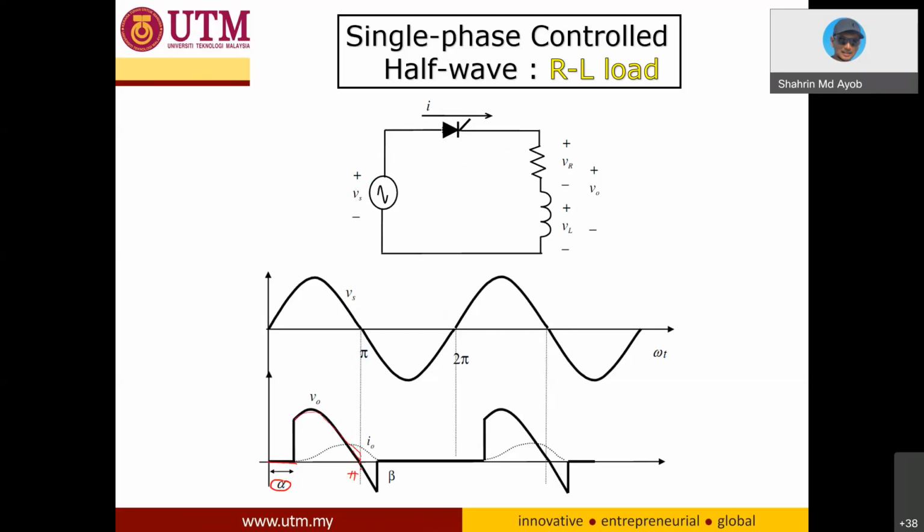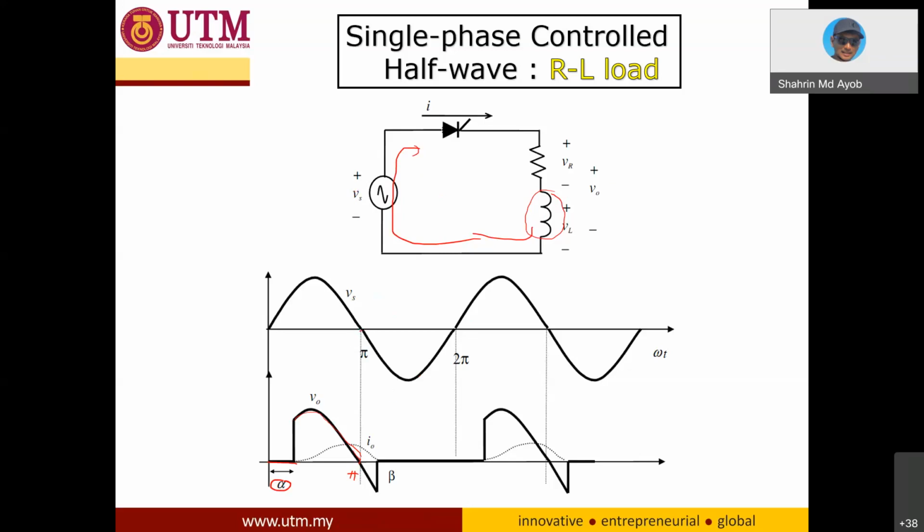And then from pi to beta, you will see that the voltage output still remains on here, meaning the SCR still remains on. Why does it remain on? Because of the inductor energy storage here. The energy stored inside the inductor needs to discharge, so the current will flow and force the SCR to remain on. When this SCR remains on, the V out is still connected to VS.